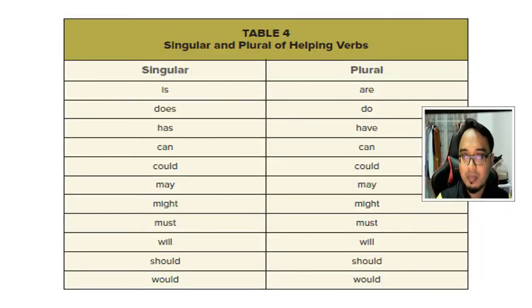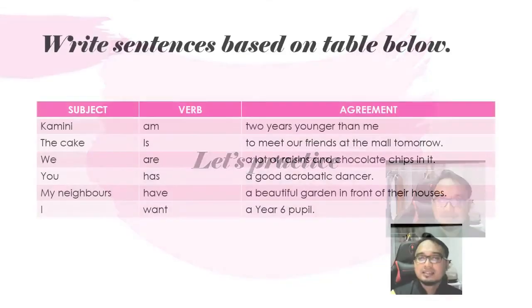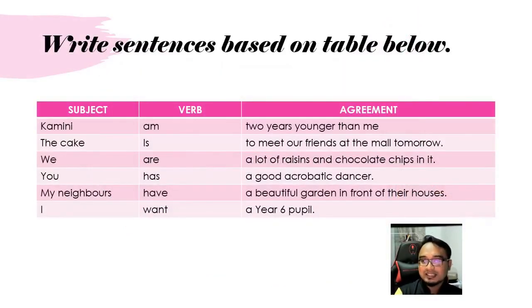Alright. Now let's practice. So have a pen and pencil with you because you need to write something, okay? So, write sentences based on the table below. It's not that difficult. There are only 6 sentences you have to guess correctly, okay? So, which one is the correct one, okay? So, you have to pair the subject with the verb and with the agreement to form a correct sentence, okay?